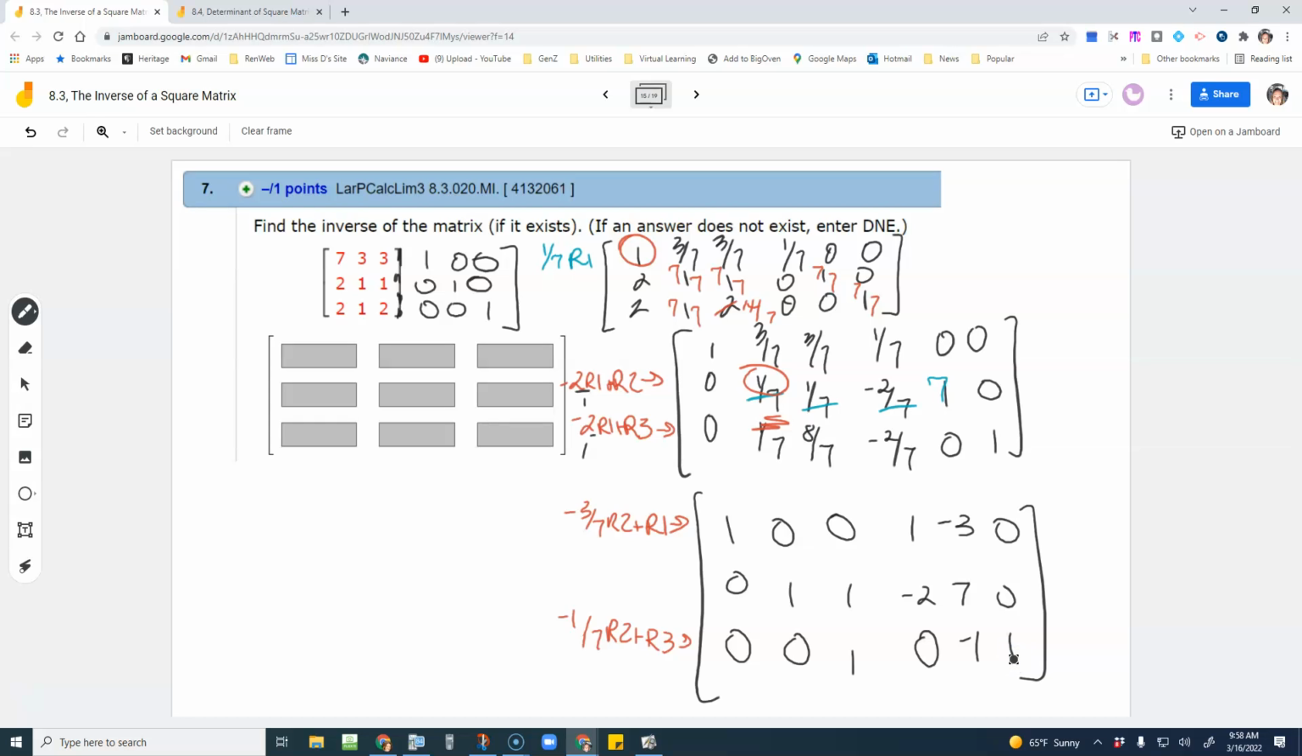Something felt weird. What felt weird? I'm going back to check my 3 sevenths, and that worked out, that worked out. 6 sevenths plus 1 is 7 sevenths. No, that was right.